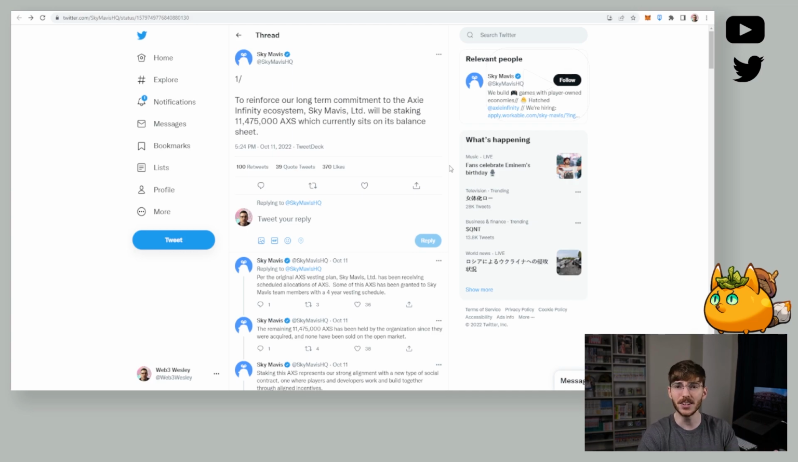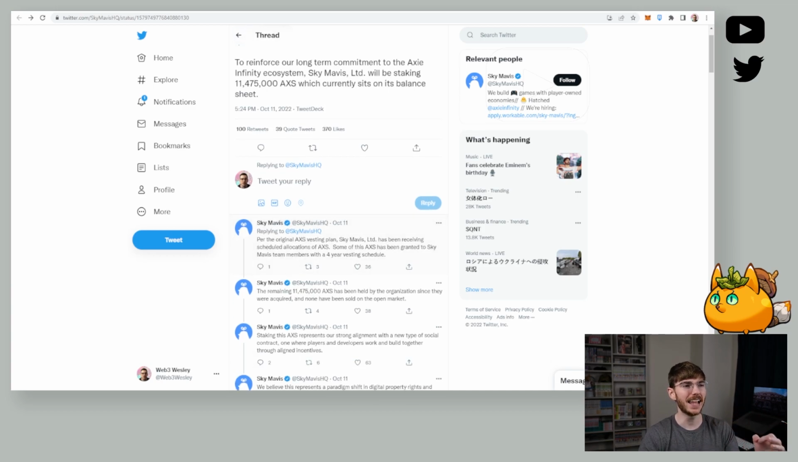Essentially, what they can do is collect the rewards from staking, and they can sell those rewards and not sell any of the original AXS on the balance sheet, and they can still keep saying that Sky Mavis has never sold any AXS because they're just selling the rewards. Now, we don't know what they're going to do. They haven't said the plan, but that's just a bit of speculation. However, I actually think there's a lot more important information to take out of this tweet. Part of it being that they say there's 11 million AXS on the balance sheet.